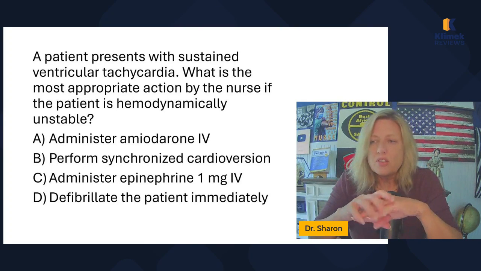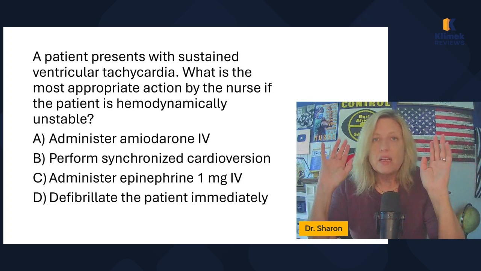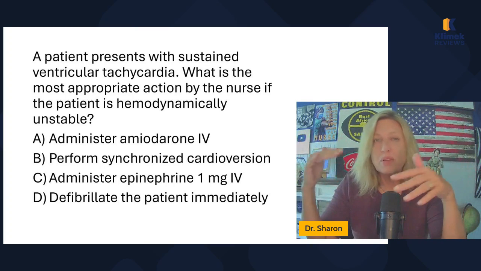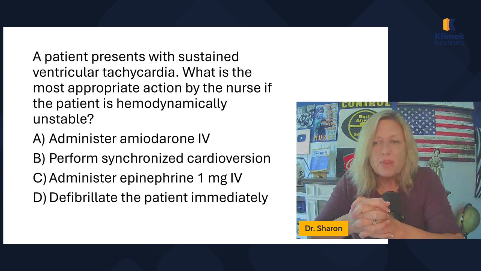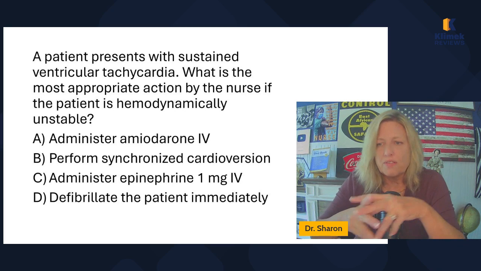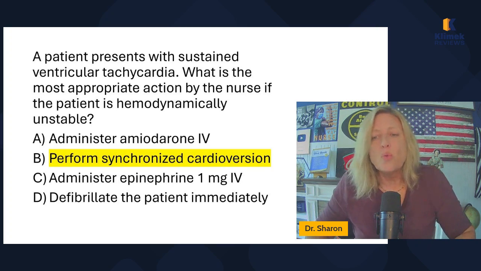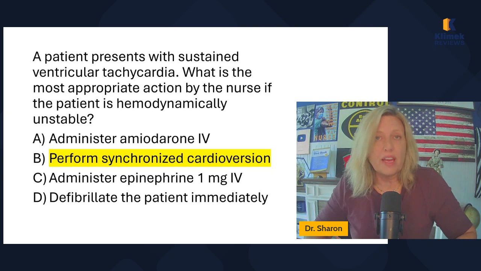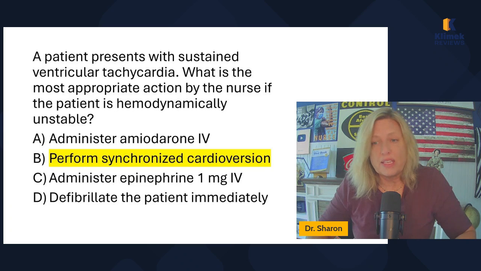Okay. All right. So they come in, they're in VTach, sustained VTach. They have a pulse, but their blood pressure is dropping. They're probably lethargic, difficult to arouse, pale skin, and all that. Administer amiodarone, perform synchronized cardioversion, administer epinephrine, or defibrillate. We don't defibrillate if they have a pulse. We do synchronized cardioversion if they are unstable, but they have a pulse with VTach.